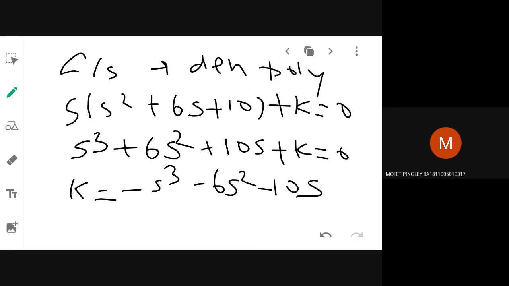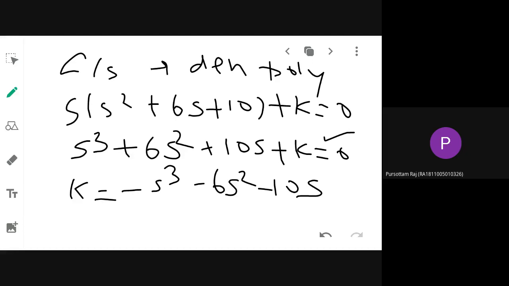Come on, the answer. S into S square plus 6s plus 10 plus k. Yes or no? Have you got this answer? Yes, ma'am. So this equation is in terms of k. Okay, from which you can find out what is k by taking the other terms to the other side.